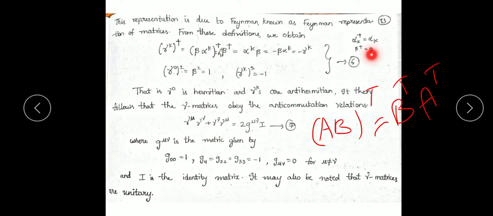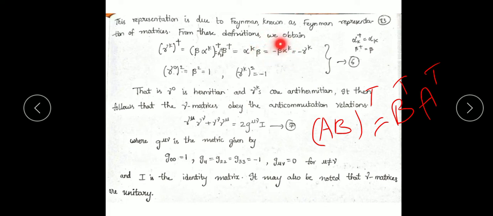the Dirac matrices, they are Hermitian. Hermitian is nothing but A is equal to A transpose conjugate. So alpha k transpose conjugate is nothing but alpha k again. Again, beta transpose conjugate is nothing but beta again. So this would be equal to minus beta into alpha k, based on the anti-commutation rules followed by the Dirac matrices, that is alpha x beta plus beta alpha x equals 0, alpha y beta plus beta alpha y equals 0.